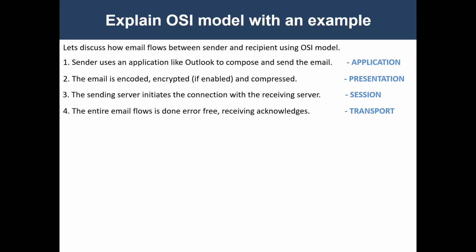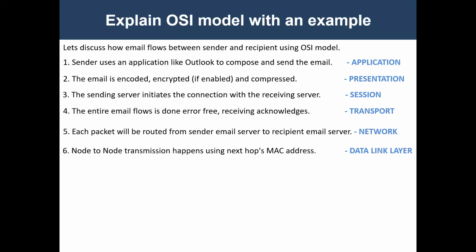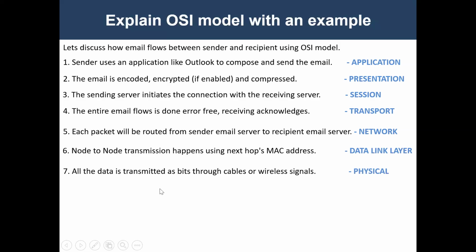We have the transport layer, where the entire email flow is done without any error. They receive an acknowledgement for each packet when we are sending it. Then we have the network layer, which is responsible for routing the email from the sender's email server to the receiver's email server. Then node-to-node transmission happens by the MAC address. And then the transmission of bits happens through a wireless signal, which can be considered the physical signal, such as a radio wave and so on.